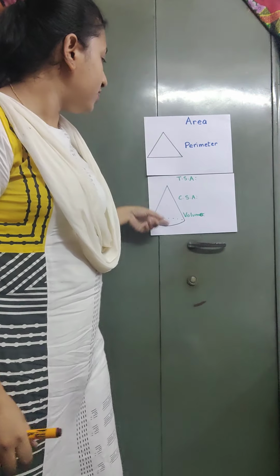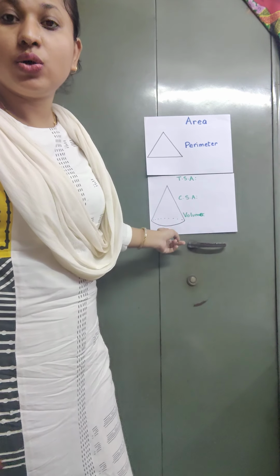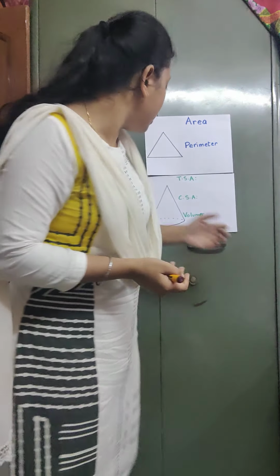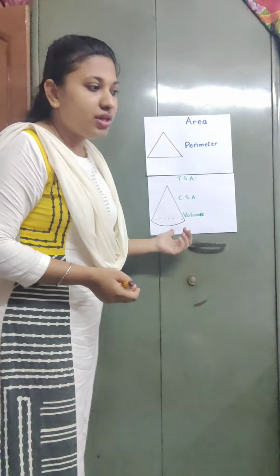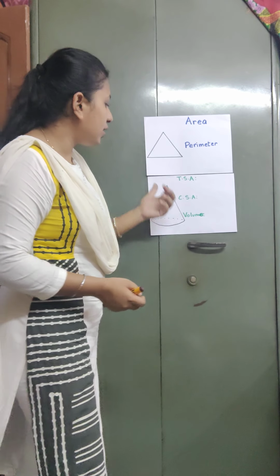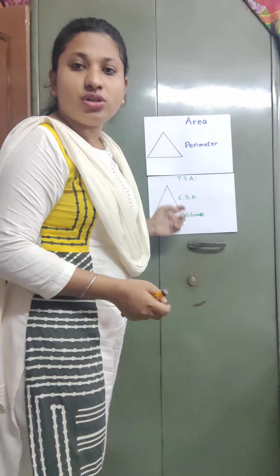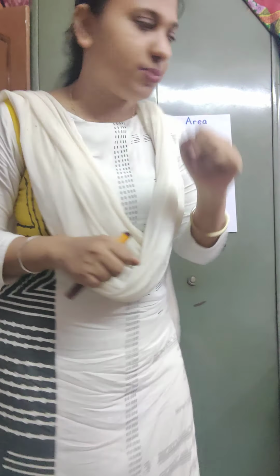Now, what is the difference between a triangle and a cone? The flat shape is a triangle, and when we add volume to it, it becomes a cone, a three-dimensional object. You have seen a birthday cap, it is a cone. You have seen an ice cream cone.